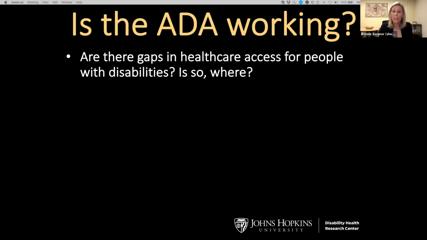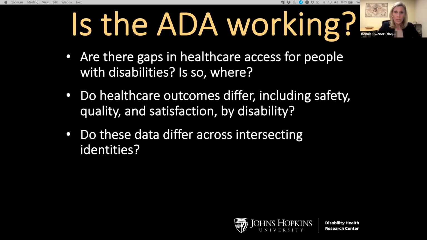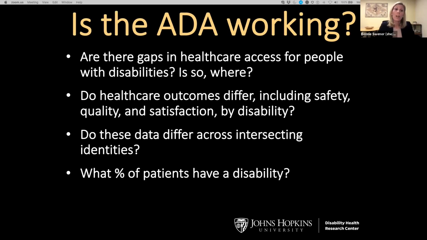So is the ADA working? I just want you to think about some questions and what you know about this population. Are there gaps in healthcare access for people with disabilities? If so, do we know where? Do healthcare outcomes differ, including by safety, quality, and satisfaction, by a patient's disability status? Do these data differ across intersecting identities? That's critical to think about. Does a Black disabled woman's experience differ from a white man who has a disability in a healthcare setting? Do we even know what percentage of our patients have a disability?